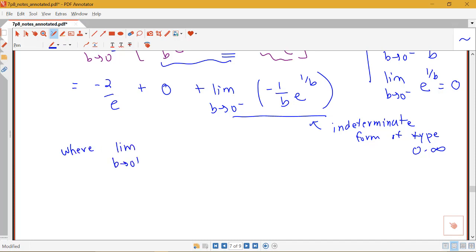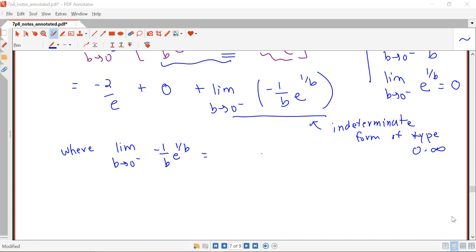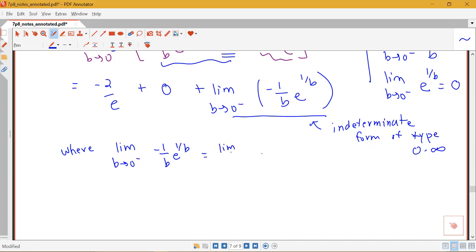So our limit as b goes to 0 from the left of negative 1 over b times e to the 1 over b can be written as the limit as b goes to 0 from the left of negative e to the 1 over b over b, as one way of rewriting it. So in this way we have a 0 over 0 type form, so we could apply L'Hopital's rule to that, but it turns out that having that particular fraction will not be as helpful as switching the order.